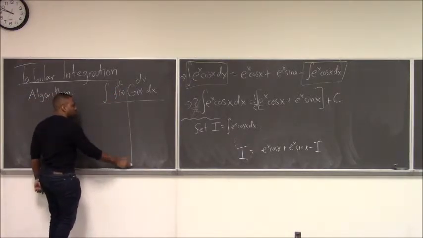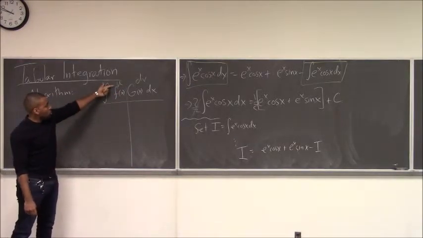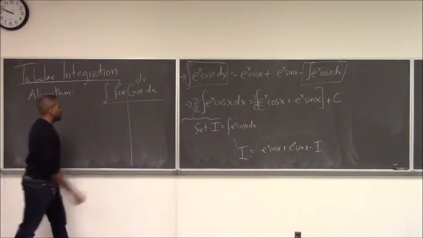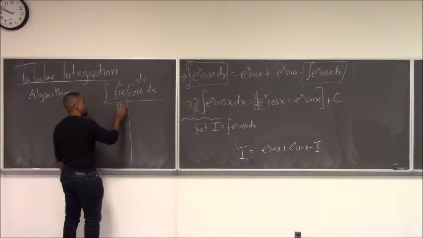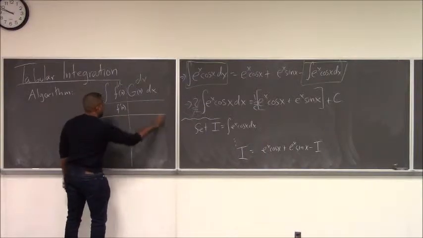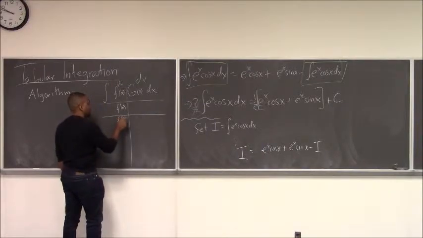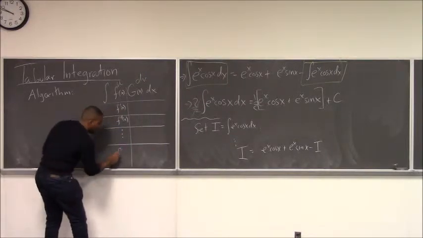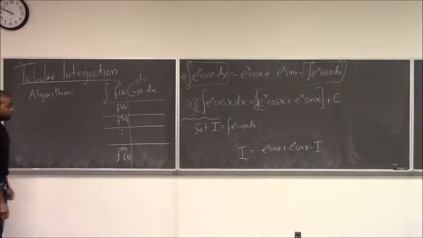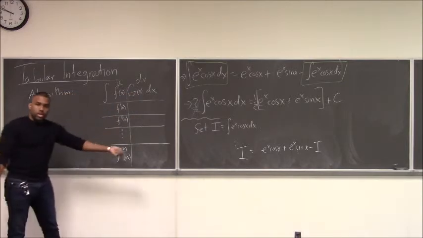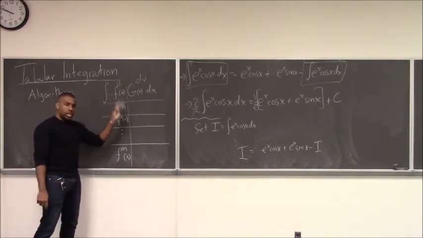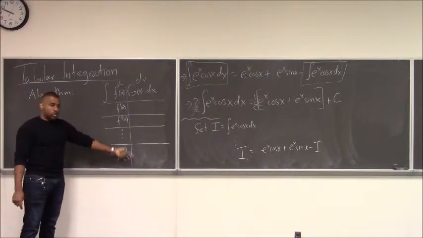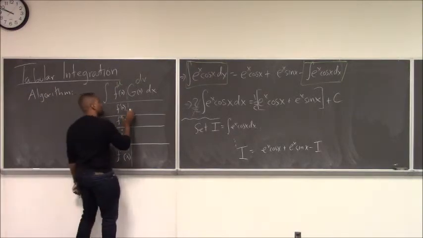You set up a table pretty much. And the u, you would keep differentiating it. So that's the first derivative, then the second derivative, then dot, dot, dot, all the way down to the nth derivative. And I'll tell you what n represents here. How do you know when to stop this process? And the dv is the part that you integrate, right? And because you're doing LIATE, these will always be chosen in the same way.